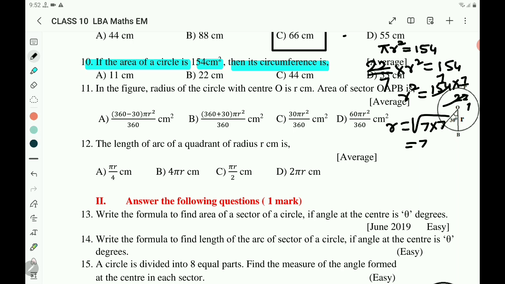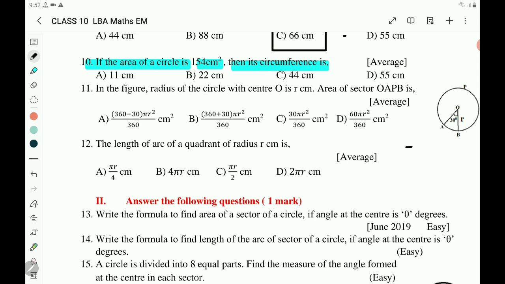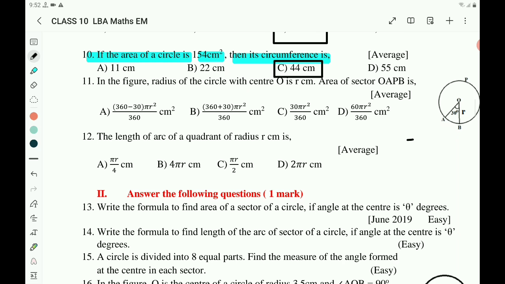Then the circumference. What is the formula for the circumference? 2 pi r. Then you write C equals 2 pi r, which is equal to 2 into pi, 22 by 7, r is 7. 7, 7 cancels. 22 twos are 44. Then the answer is 44 centimeter. If the area of the circle is 154 centimeter square, you will get the radius equal to 7. If the radius is 7, 2 pi r is 2 into 22 by 7 into 7. 7, 7 cancels. You will get 44.